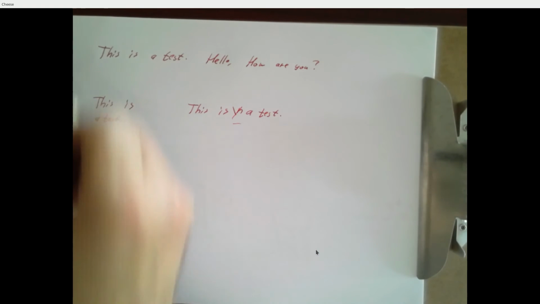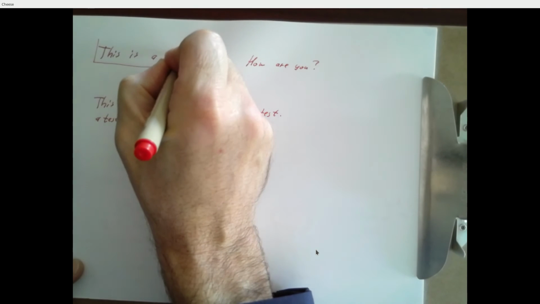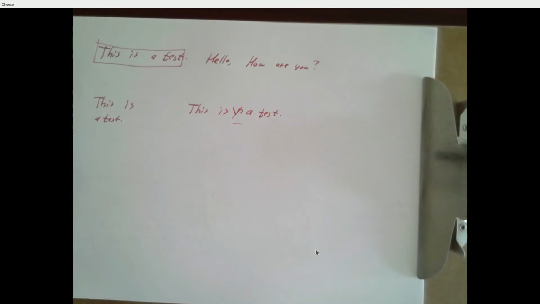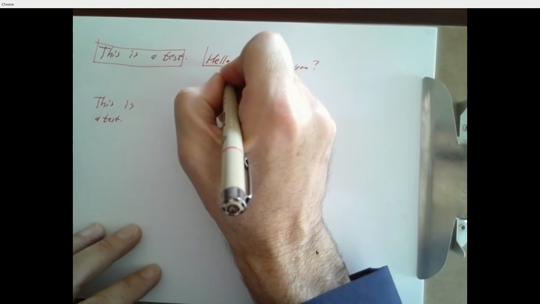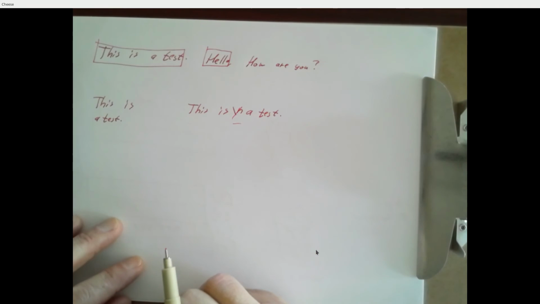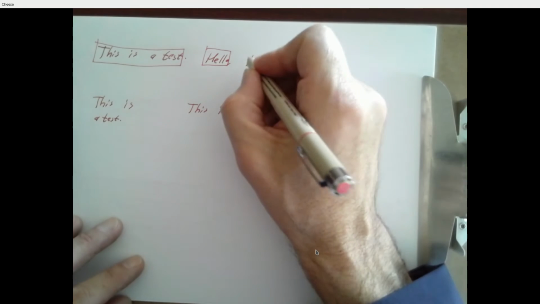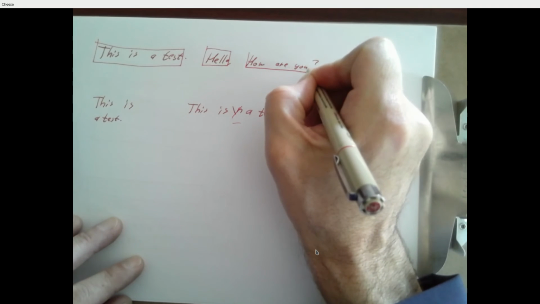Okay, this is a test. This is a phrase, this is a test. Bunch of spaces, hello, comma. This is a phrase, hello. Space, how are you, question mark. This is a phrase, how are you.